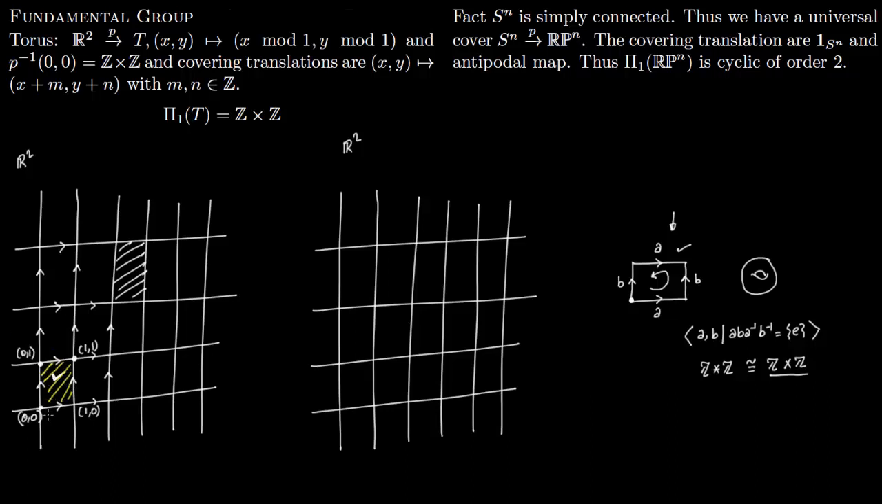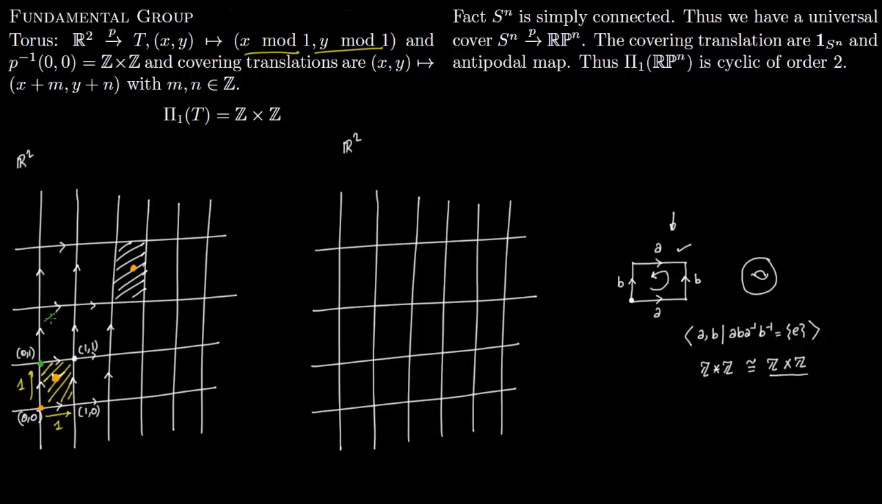So here this length is 1 and this length is 1. So what you do is you take (x, y) to (x mod 1, y mod 1). So once you do x mod 1 and y mod 1, this point here becomes this point right here. Now P inverse of (0,0) is integer times integer. So if you take the inverse of this point, it will be all these points, because this point will also get mapped here.